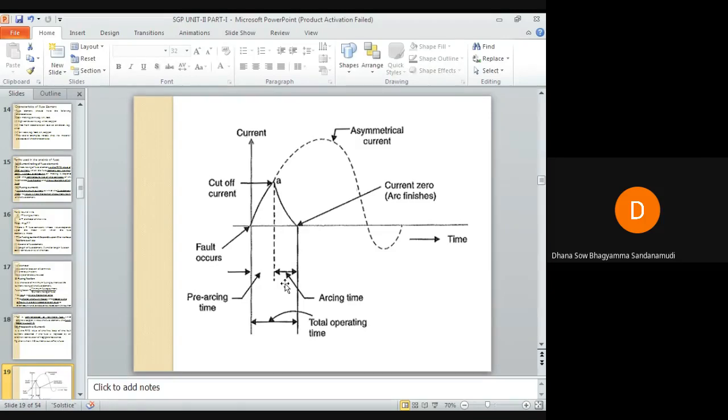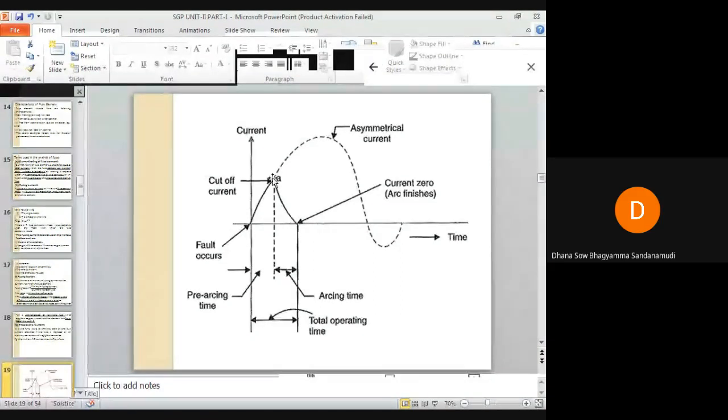Okay, so the time between the commencement of the fault current, which tends to cause a break in the fusing element, and the instant of arc initiation. As soon as it reaches point A, what happens? The fuse just blows out. The fuse will reach its melting point, and at this instant, the arc is struck.